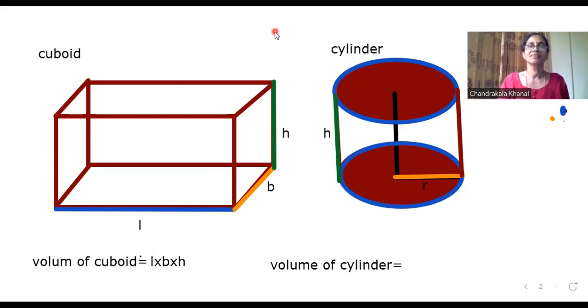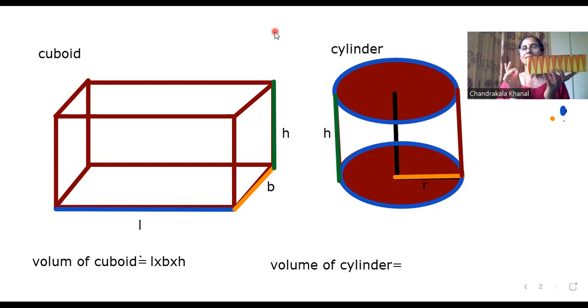Volume of cylinder. For this, look at this. What is this? Do you know what is this? This is a cuboid. Good. Now I change this cuboid in the form of cylinder. And comparing the volume of cylinder and the cuboid, we are able to find the volume of cylinder. Okay, let's see how I can change this.